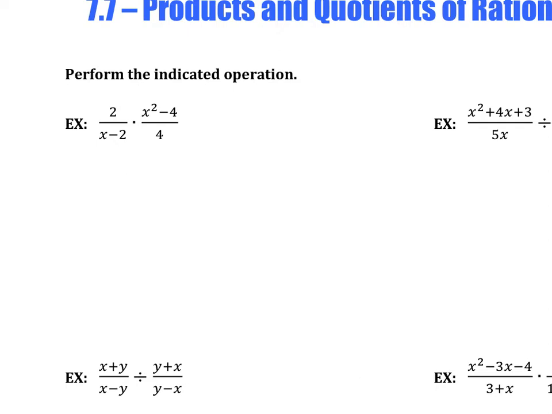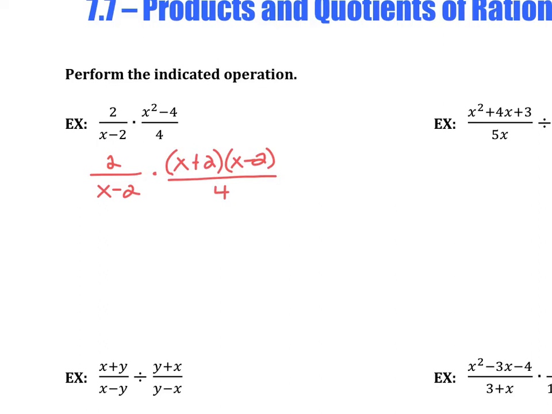All right, so let's get started with our first example. Let's take each numerator and denominator that we see and factor it. In some cases, you're going to see that there's no factoring that I can do. So 2 divided by x minus 2, there's no further factoring that I can do, but x squared minus 4, that's the difference of two perfect squares, so that will factor into x plus 2 times x minus 2, and then of course my denominator of 4 will remain as is. All right, so we have each numerator and denominator fully factored.